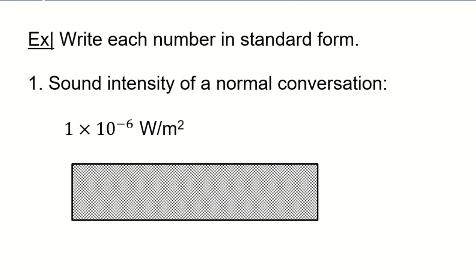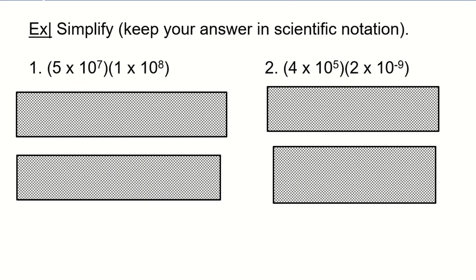Alright, and the last thing on the review assignment is number 10 and number 11. And you just have to remember that you can treat this stuff in scientific notation the same way you would treat exponents. So if you have an example like this, 5 times 10 to this power times 1 times 10 to this other power, you can do the 5 times the 1. Those are just normal numbers.